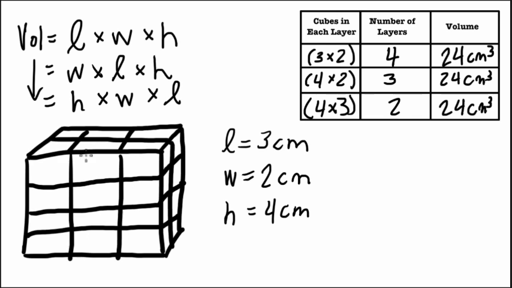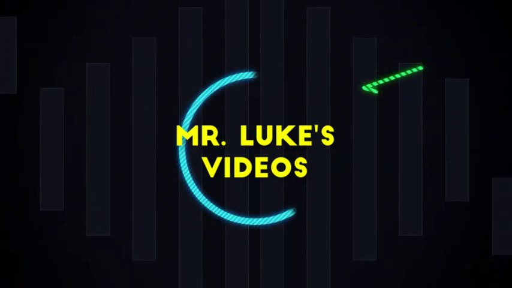We can look at a layer on top, or we can look at a layer down the sides, or we can even look at going the other way, left to right, right? So there are plenty of different ways that we can look at volume, but remember, they will all involve the length, the width, and the height.